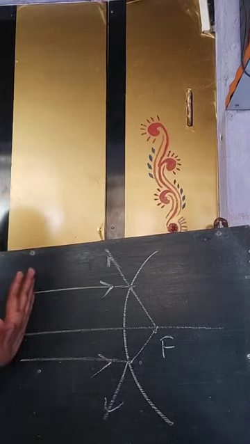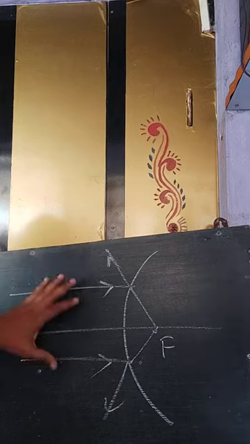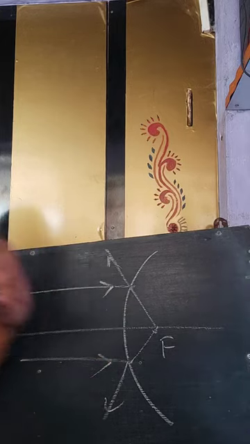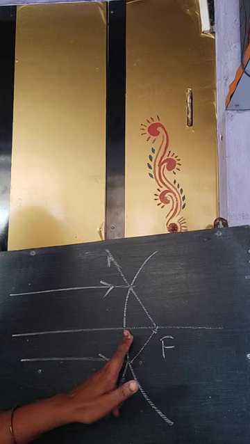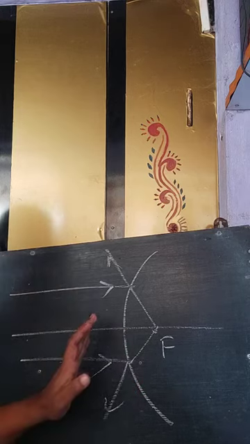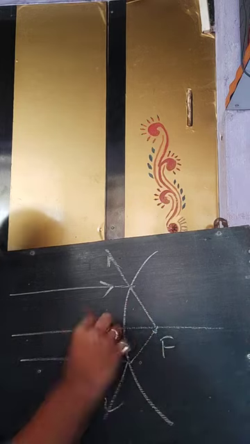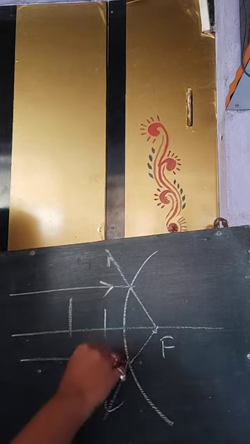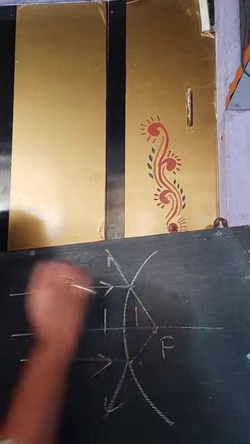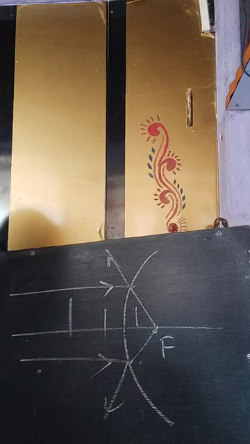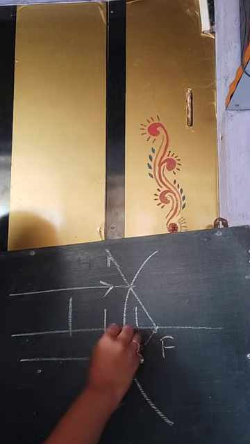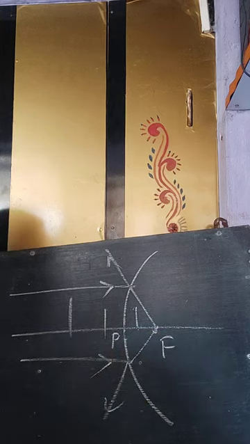Except at infinity, if the object is placed anywhere between infinity and the pole, then the image will form between the pole and the focus. So wherever I place it, suppose here or here, the image will be formed only and only here, in between the pole and focus. Always it will be virtual and erect.